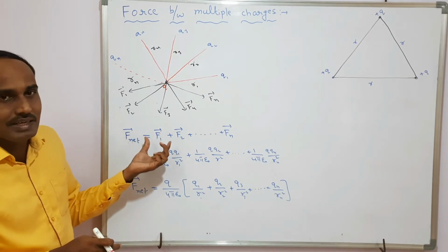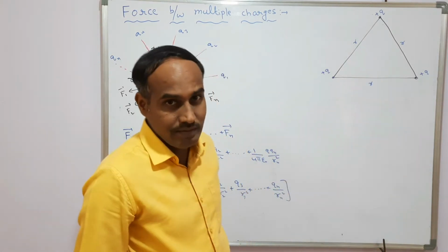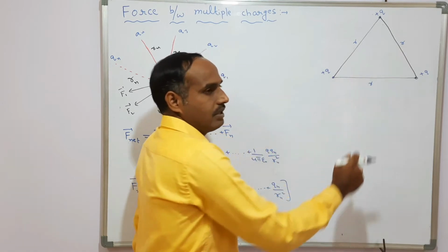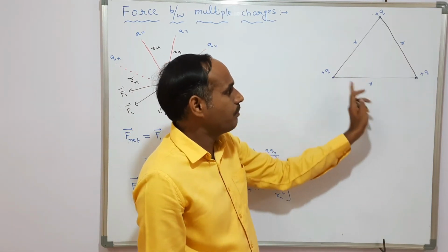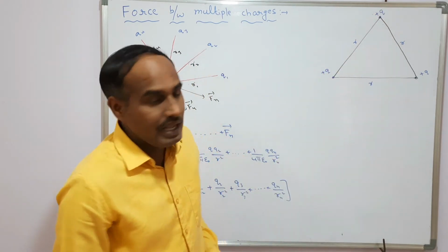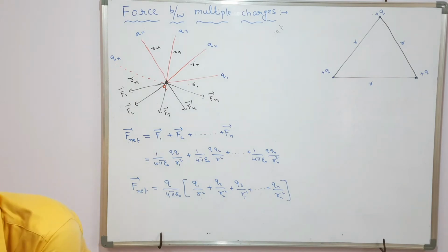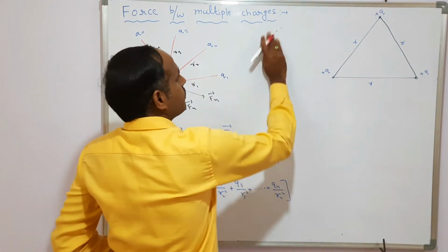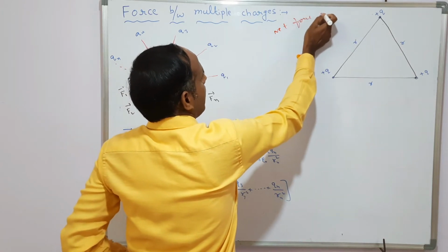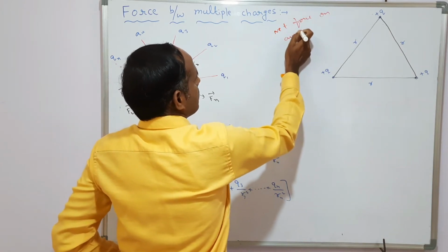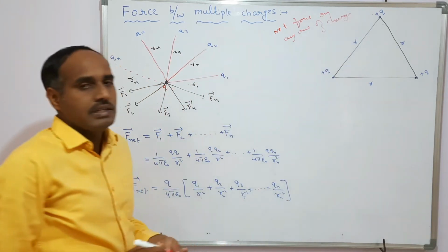To understand this, I am coming to one example here. Let me take an equilateral triangle, each side R, and three identical charges of the same magnitude plus Q are placed at the three corners. I need to find the net force on any one of the charges.